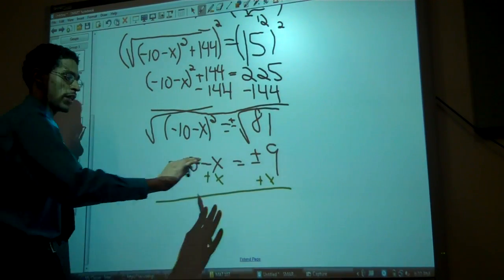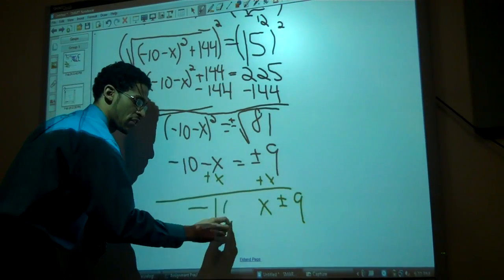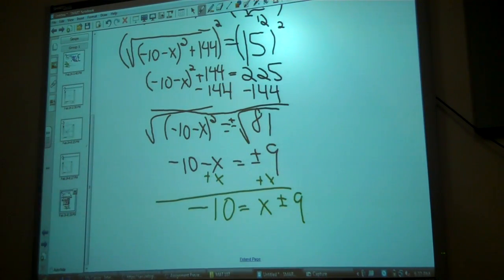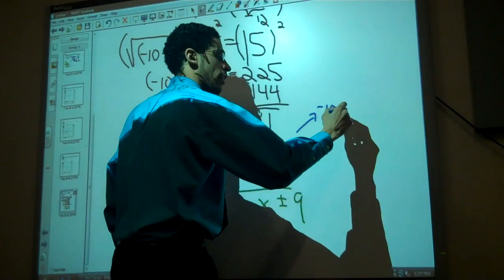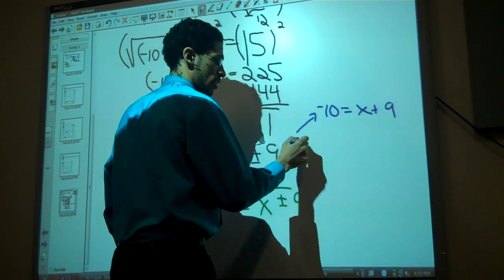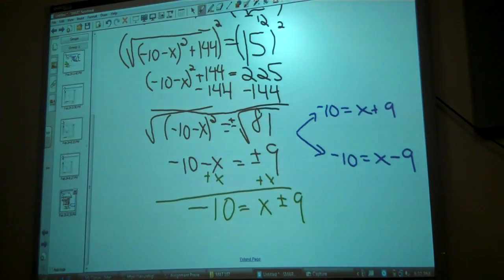Okay. So what that gives us is x plus or minus 9 and a negative 10 on this side. There are two different things. Maybe we should even split them up. Negative 10 is x plus 9. Negative 10 is x minus 9. You know what I mean? Trying to do algebra with that plus or minus symbol just doesn't work.